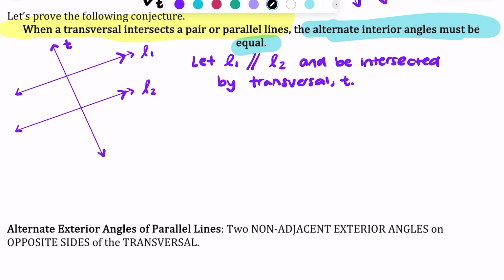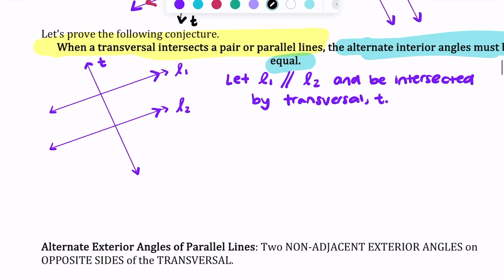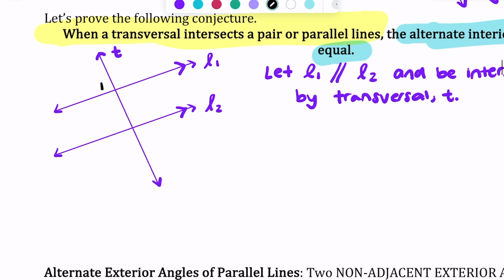Now, in my diagram, I have 8 angles there. And I want to be able to talk about an angle and have you know what angle I'm talking about. So, what would be helpful is for us to label those angles. Now, I'm a big fan of just labeling those angles with numbers.